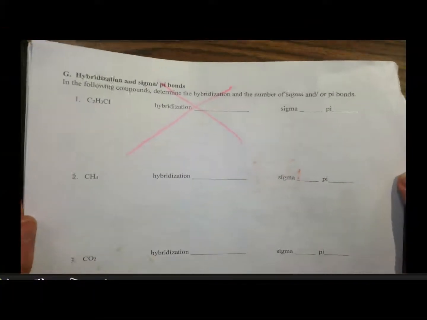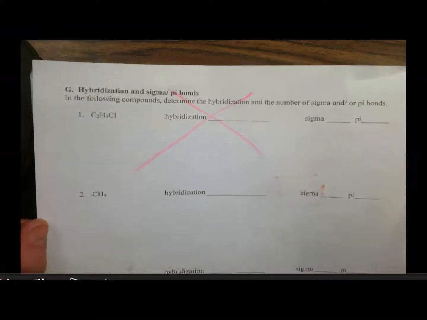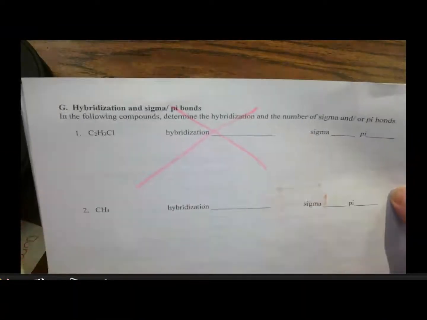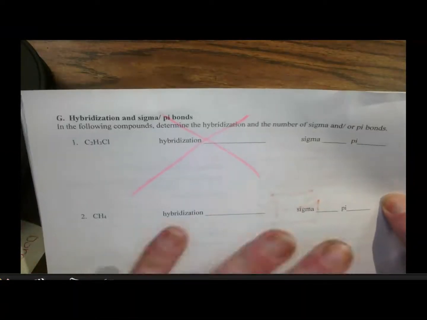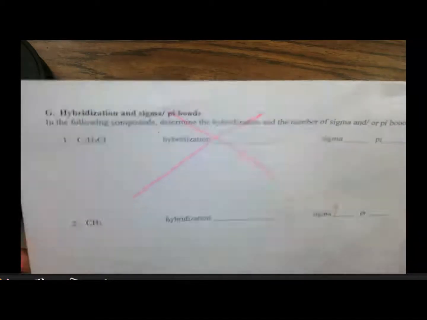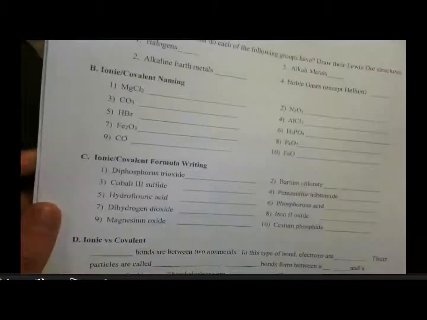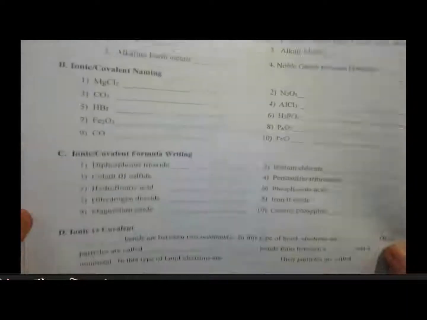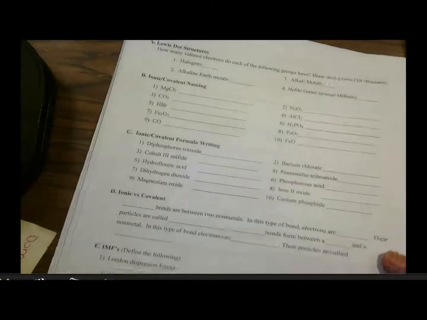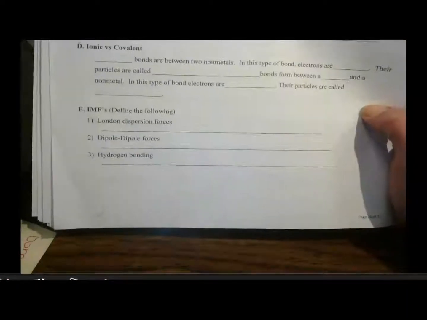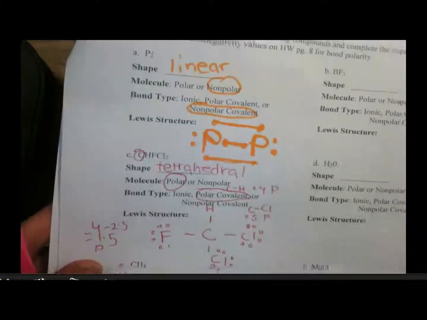You may be wondering about this very last page, and I'm going to say we actually cut this due to COVID. Don't worry about this last page, okay? So don't worry about this last page. Really focus in on your ionic covalent naming and formula writing. That's the big part of this test. Understanding the IMFs, okay? And of course your Lewis structures. And that's going to be it. Don't worry about that last page.